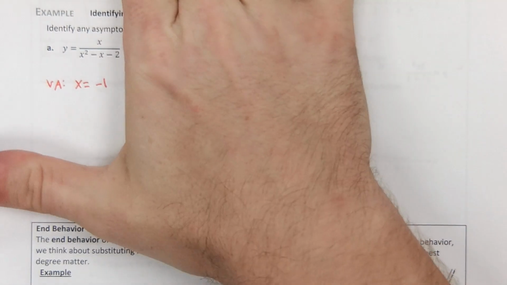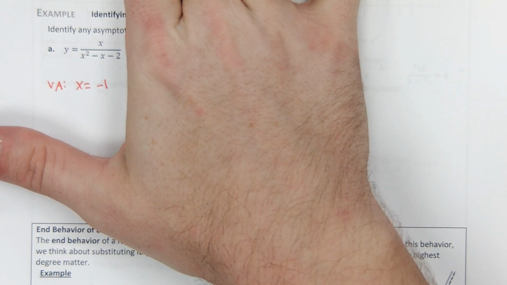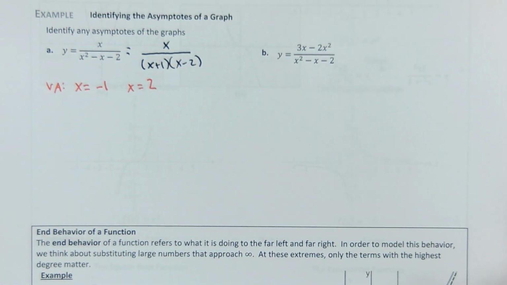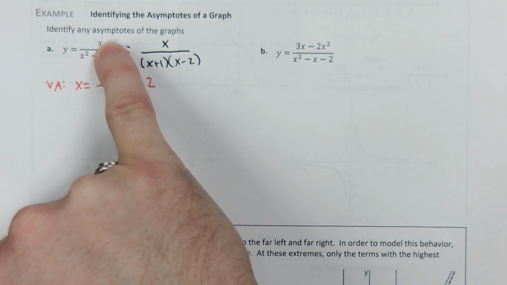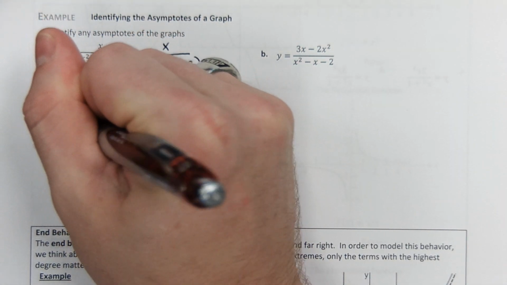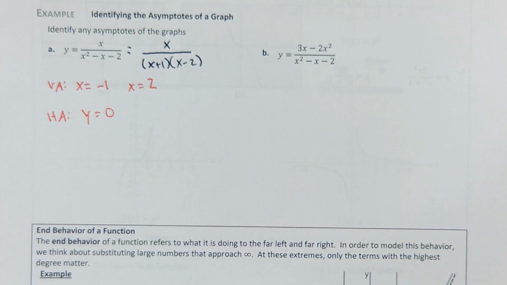So this function, would you say that it's bottom heavy, top heavy, or equal degree? You could just shout it out as a class. Bottom heavy. Since it is bottom heavy, meaning the exponent on the bottom, which is a 2, is bigger than the exponent on the top, which is a 1, guarantee we have a horizontal asymptote, and guarantee that it is the x-axis at y equals 0.